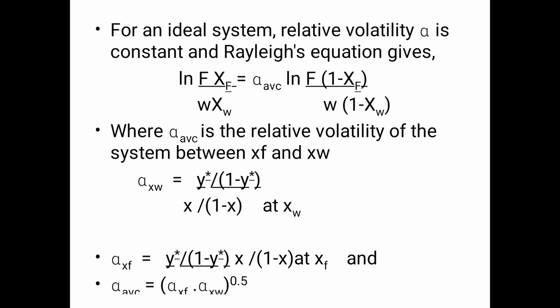Alpha at xW is equal to y star divided by (1 minus y star), the whole divided by x into (1 minus x) at xW. Alpha at xF is equal to y star divided by (1 minus y star) into x divided by (1 minus x) at xF, and alpha average is equal to (alpha xF into alpha xW) to the power 0.5.